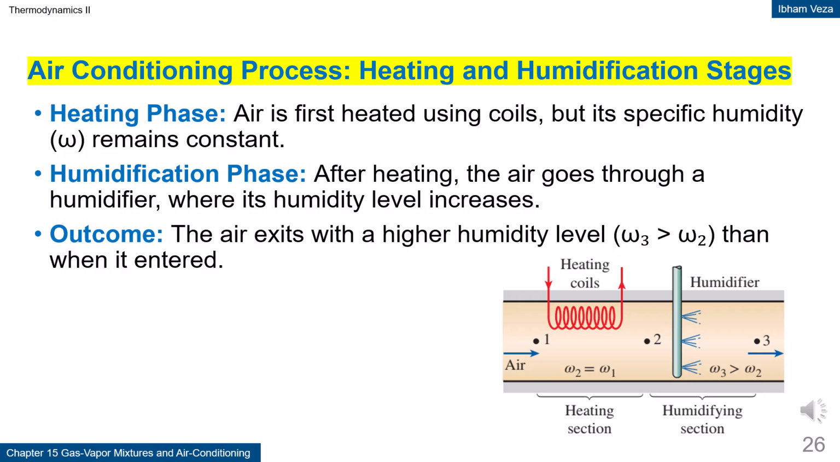Heating and humidification process. This process consists of two stages: heating and then humidification. In the heating stage, the temperature increases while the specific humidity remains constant. After that, the air passes through a humidifier, and its moisture content increases. The final result is air that is warmer and more humid.